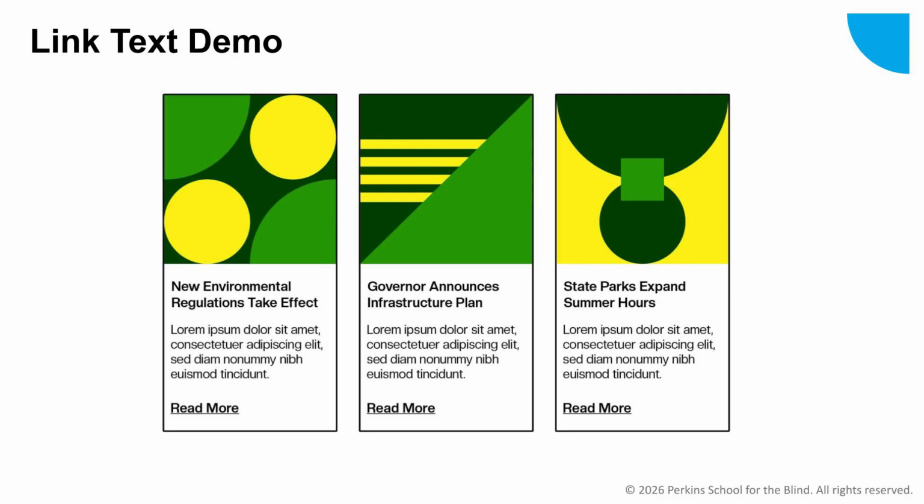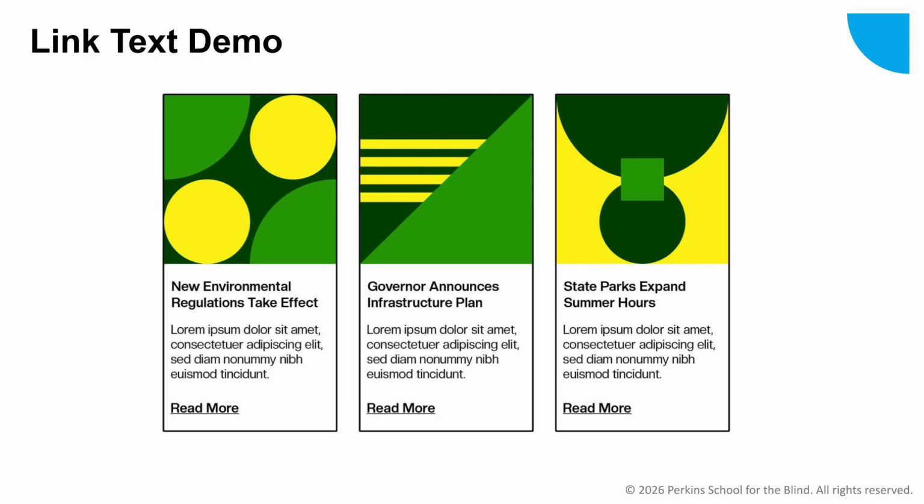The third and often best option is to use ARIA labeled by. This attribute takes a set of IDs and combines them to create the accessible name. So you would reference both the ID of the read more text and the ID of the headline. This way, you don't need to duplicate any text, and if the headline changes, the accessible name automatically updates to match. The screen reader would announce, read more, new environmental regulations take effect, combining both elements without requiring you to maintain duplicate content.